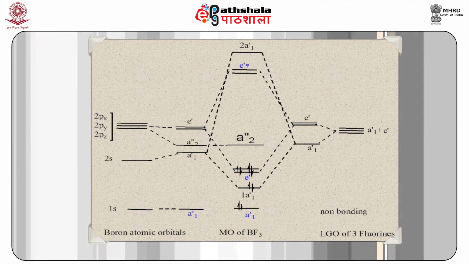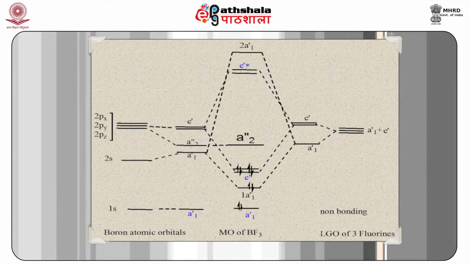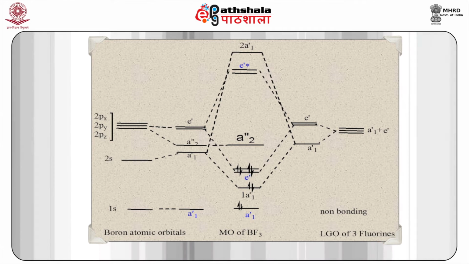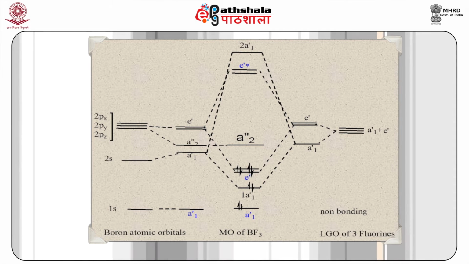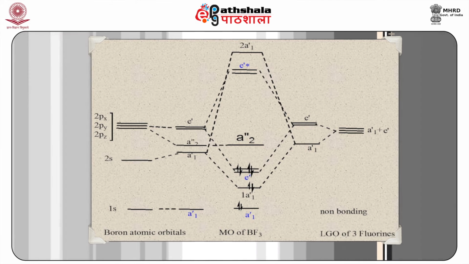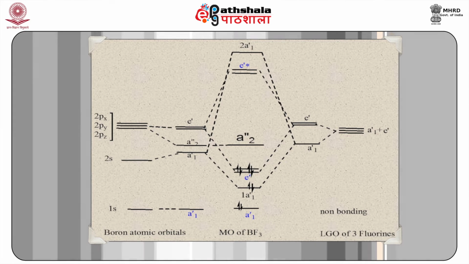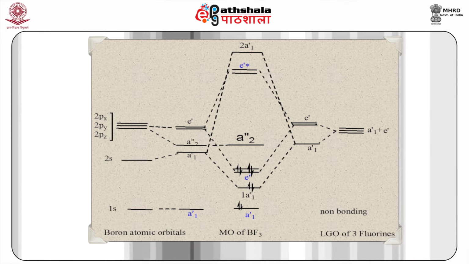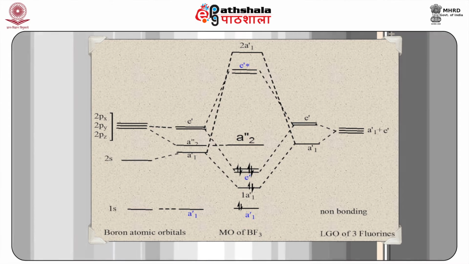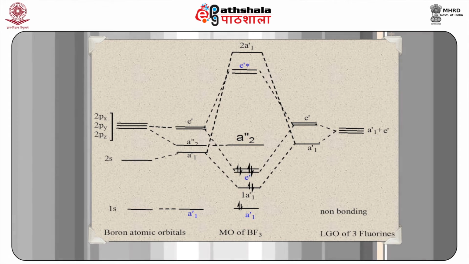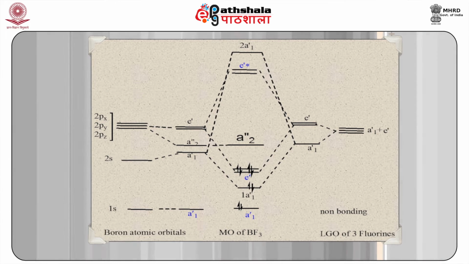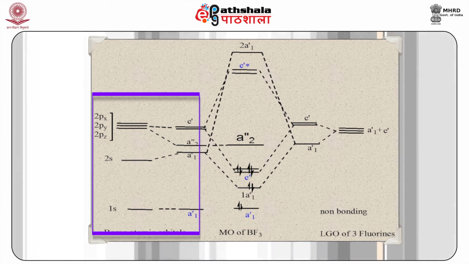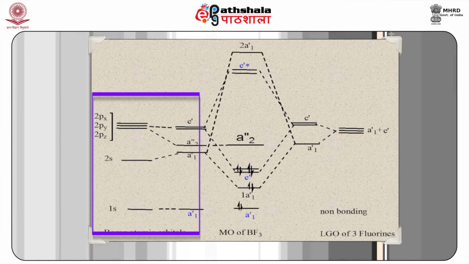So, these are the symmetries of the LGOs of fluorine atoms, and the orbitals are shown by the lowercase letters. These are the symmetries and these are the orbitals of the LGOs of bromine. So, we have now with us the valence electron symmetry of the boron atom and the symmetry of the LGOs of the fluorine atom, and we try to match both.